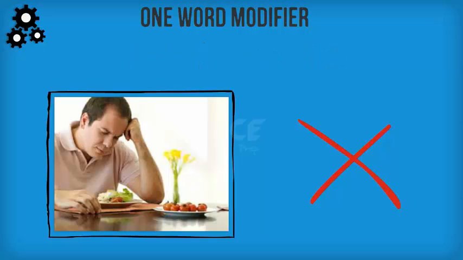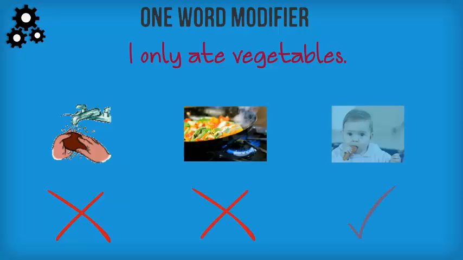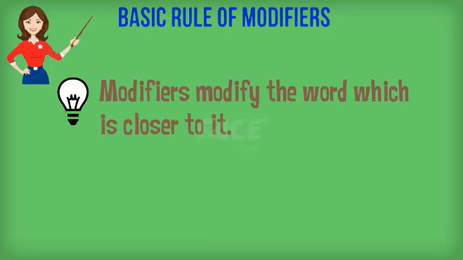The sentence to actually say that I was the only person who ate vegetables is, only I ate vegetables. So now tell me, what is the meaning of the second sentence? You're right. It means I didn't do anything else with the vegetables. I didn't wash it. I didn't cook it. I only ate it. Here is the basic rule. Modifiers usually modify the word that is closer to it.